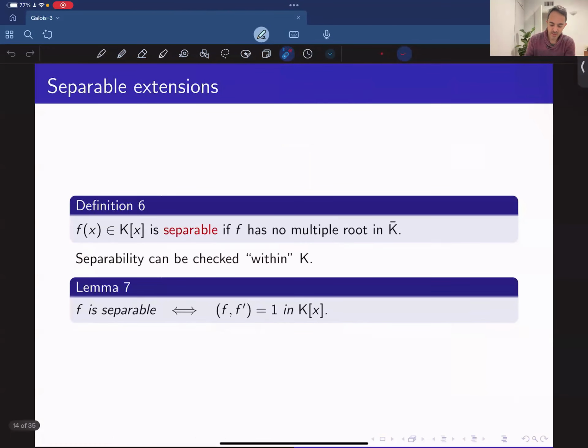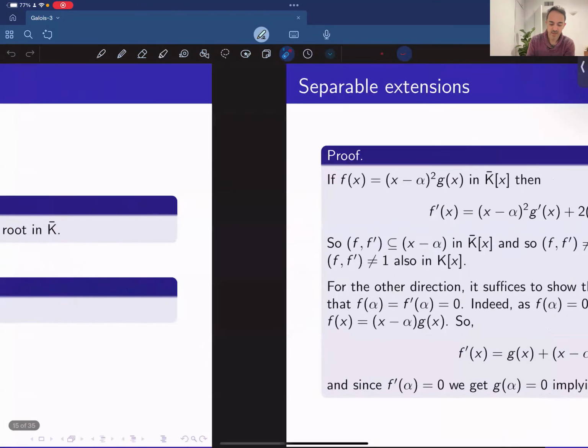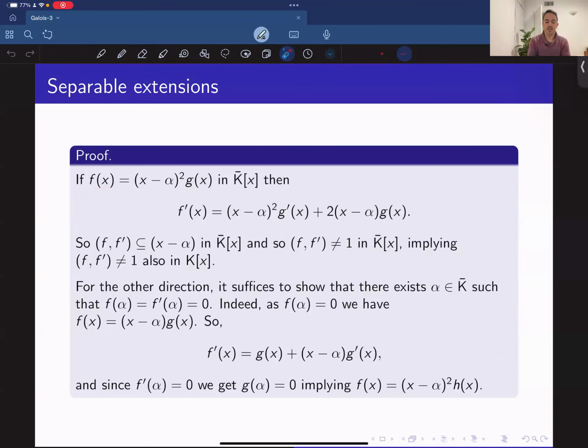We have two directions. Initially, I'm going to assume that f is not separable and prove that the GCD is not 1. If f is not separable, then it has a double root in the algebraic closure. Let's denote it by alpha. Over the algebraic closure, we can factor f of x as (x minus alpha) squared times g of x. Well, g can also vanish at alpha, but at least we have this factor. Again, everything happens now in the algebraic closure.